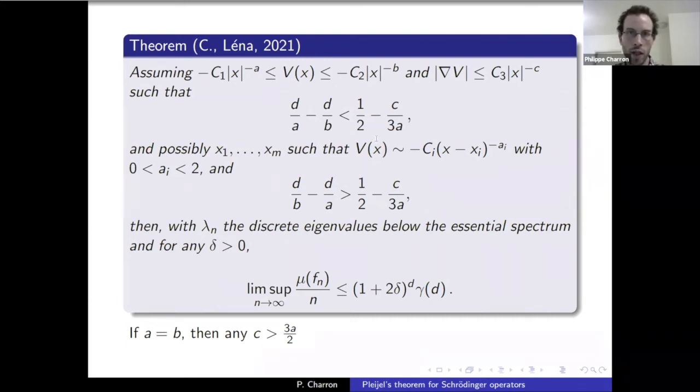Now, also, we allow a certain number of points which are singularities. So basically, at points xi, the potential is kind of like x minus xi to the minus ai, and ai is anything from 0 to 2. Now, what we show in our method is that if we take a partition and then we add these little cubes around the singularities, you can control singularities independently of lambda.